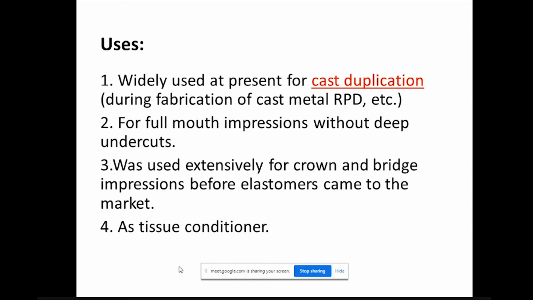Number 2, for full mouth impression, but without deep undercut, but today it is not used for taking impression. Why? Because of the previous reason we talked about. And in the past, it was used for crown and bridge, but due to the elastomers, now it is not used. Number 4, it is used as a tissue conditioner, but now it's not used. And the main use is for cast duplication.